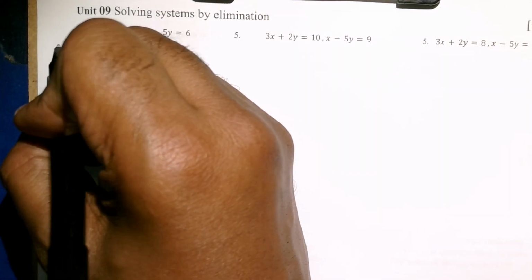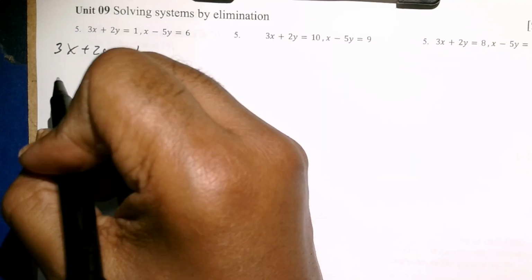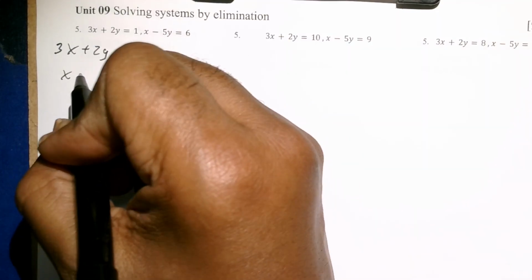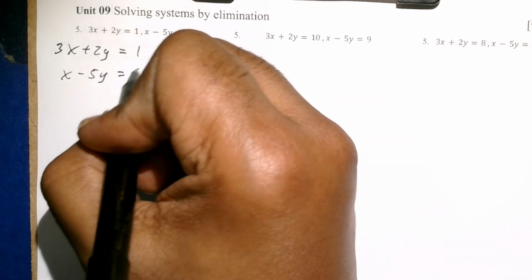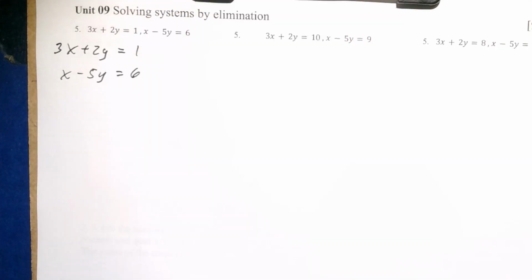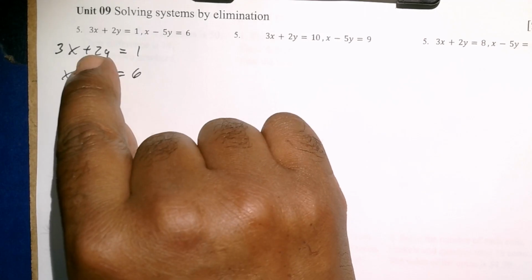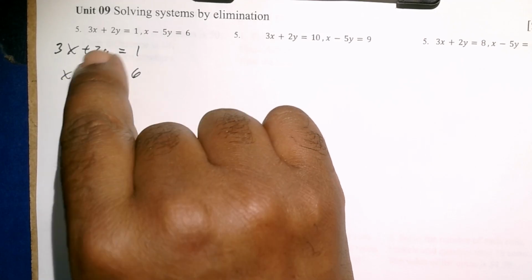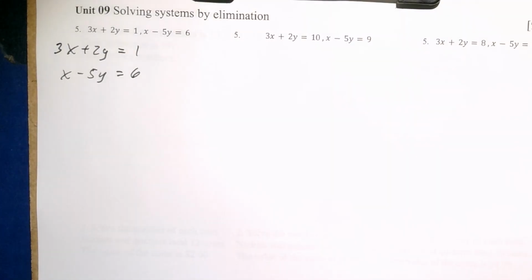Here we have 3x plus 2y equals 1, and we have 1x minus 5y equals 6. All right, the same order, but the closest we have is a positive here and a negative here, so that's a good start. But we have a 2 and a 5. I want those to be the same multiples. So the least common multiple for a 2 and 5 would be 10.